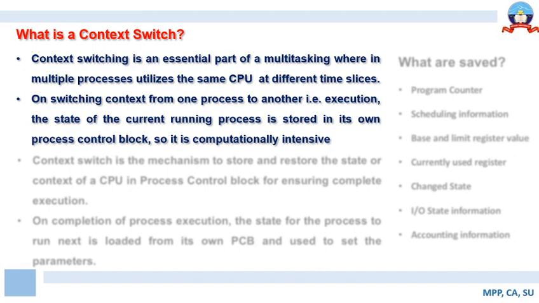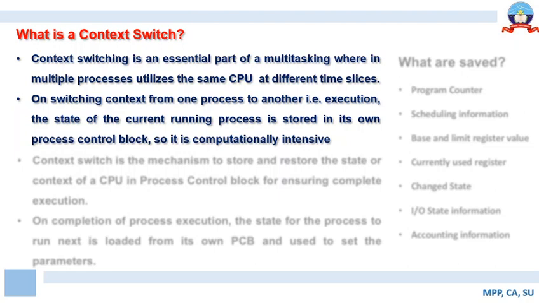Now, whenever you are switching context, or creating a transition from one process to another process, the state of the current running process is to be stored in its own process control block. So definitely context switching is very computationally intensive. This one we need to understand.